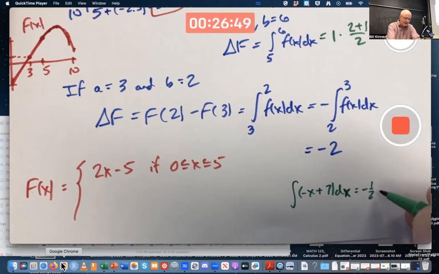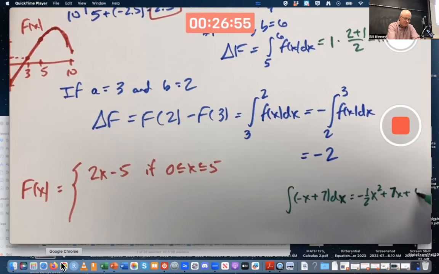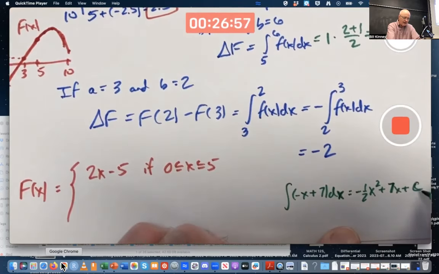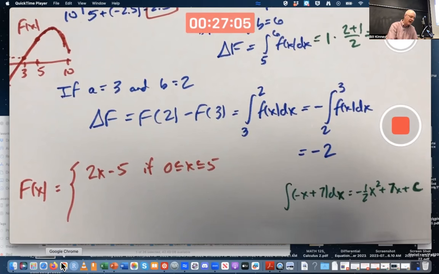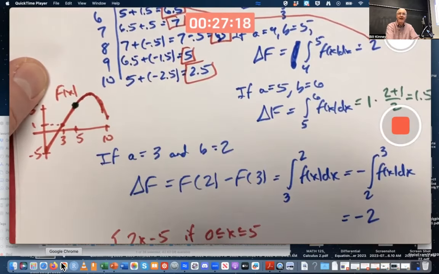Indefinite integral of -x plus 7 is -1/2 x squared plus 7x plus c. When you do the indefinite integral, the c is arbitrary, but our particular capital F is not an arbitrary function. It's one particular function. I need to figure out what c is. I do know that when x is 5, for example, the formulas have to match up at this point. This graph has to be continuous because it's got to be differentiable. The derivative of capital F equals little f. If f is differentiable, it'll also be continuous.